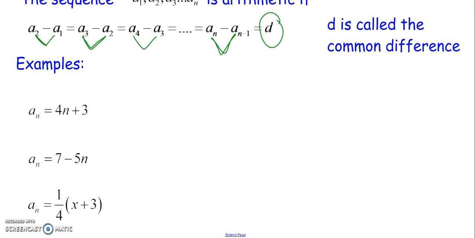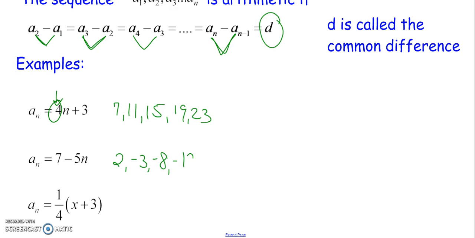So here are some examples of arithmetic sequences. If I was just to list out the numbers in these patterns, this would be 7, 11, 15, 19, 23. You can see every single time the common difference is 4. And notice 4 is part of your formula. Here, if I was to list some of these out, this would start with 2, negative 3, negative 8, negative 13, negative 18. The common difference here would be negative 5 because it's decreasing by 5 every time.